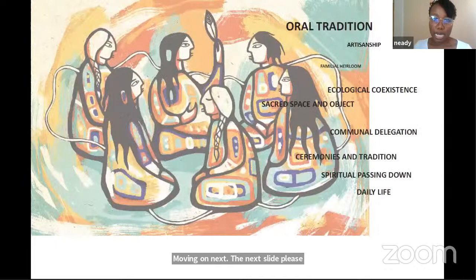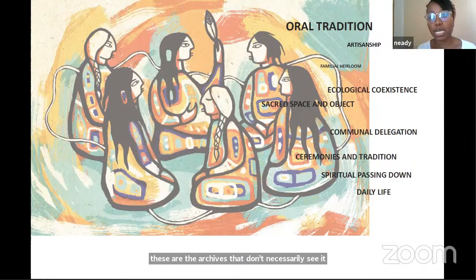Yes, so we had to think about what was not archived. So these are the archives that you don't necessarily see in mainstream archives. And we had to think about why they are not in that way. So we thought about oral tradition, artisanship, familial heirloom, so what is passed down within the family, the ecological coexistence, so the knowledge that is not written down, for example, a community's interaction with the river, or which is their water system, that's also a form of knowledge, sacred space and object.